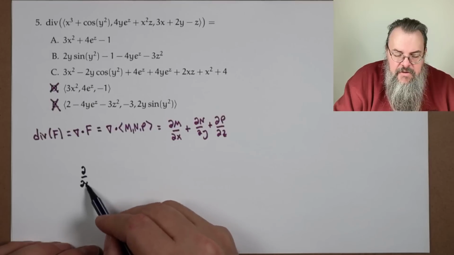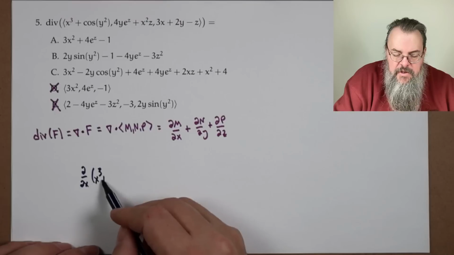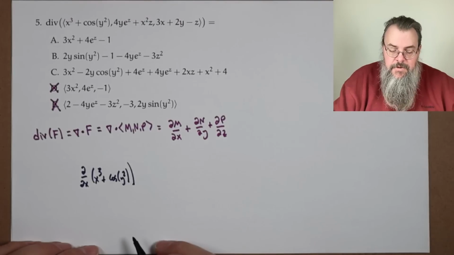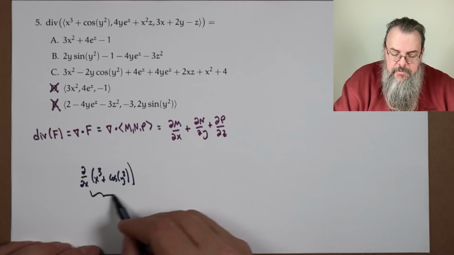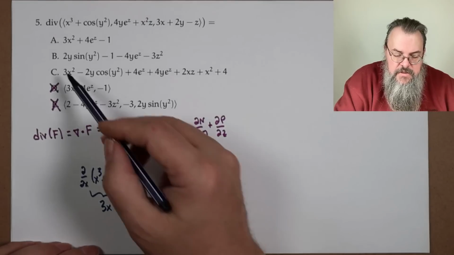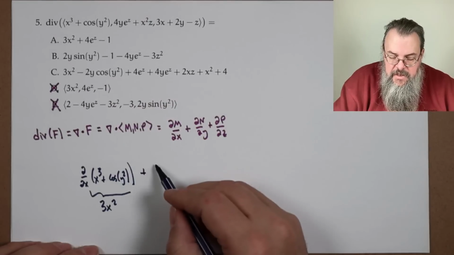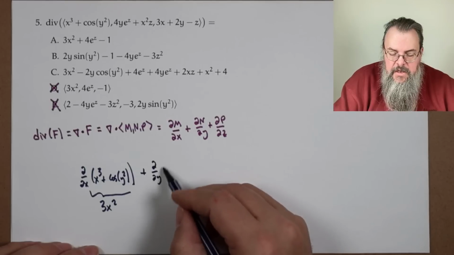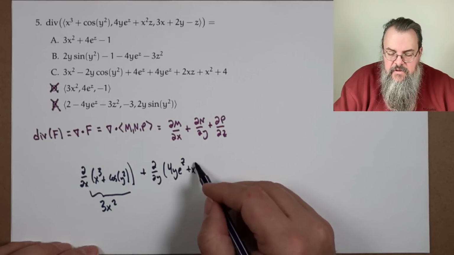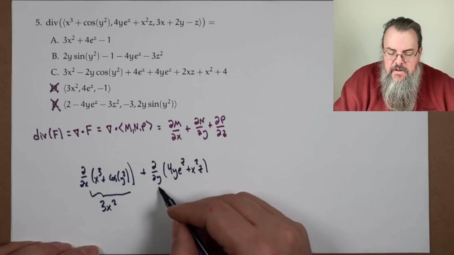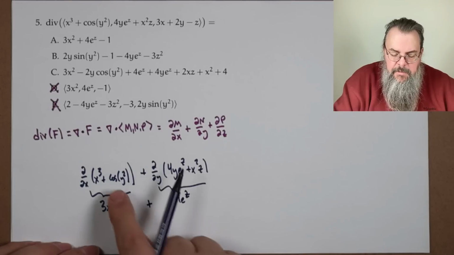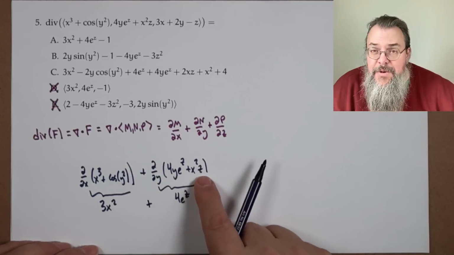with respect to x of x cubed plus cosine y squared. All right, what do we see? Well, from this part, 3x squared. And now, both terms have a 3x squared. And then the derivative with respect to y of 4y e to the z plus x squared z. Well, this part is going to be 4e to the z. You might say, well, wait, what's happening to this cosine y squared? What's happening to this x squared z?